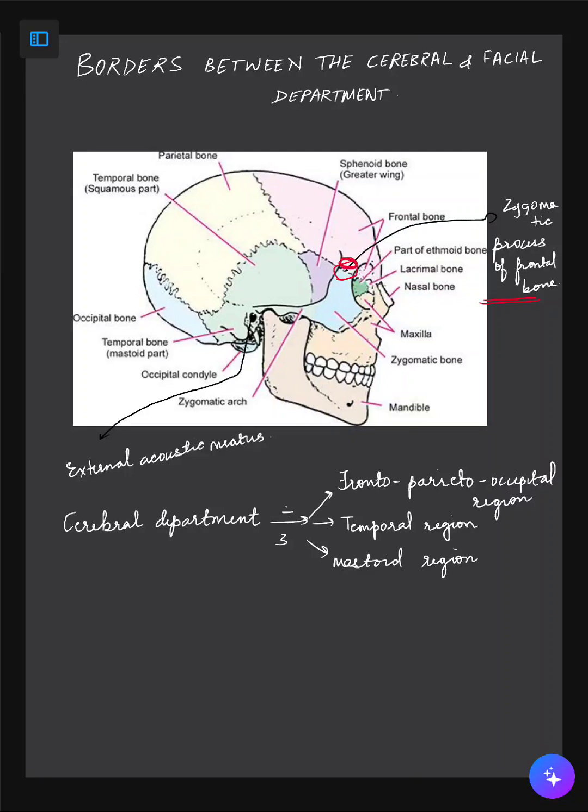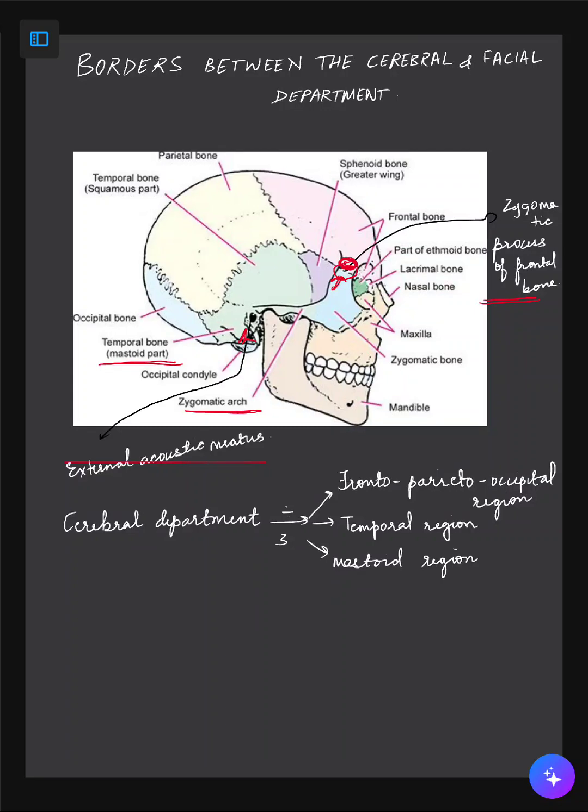This is the frontal bone, so this is the zygomatic process of the frontal bone. And this is the frontal process of the zygomatic bone. Another is the zygomatic arch. Now the fourth one is the external acoustic meatus, which is here. Then the anterior margin of the mastoid process and the apex of the mastoid process.